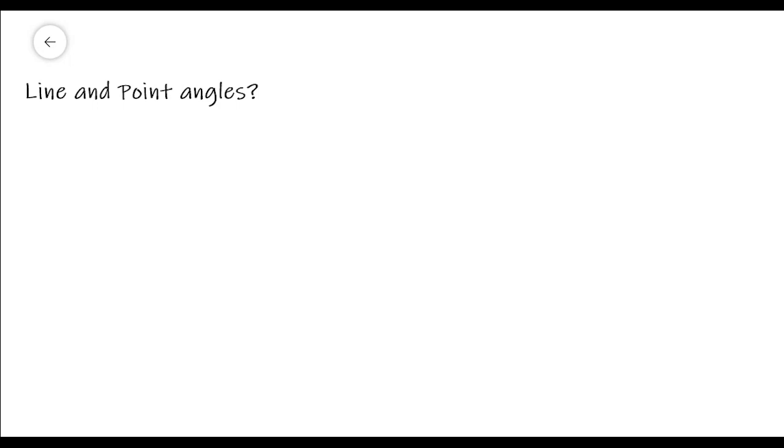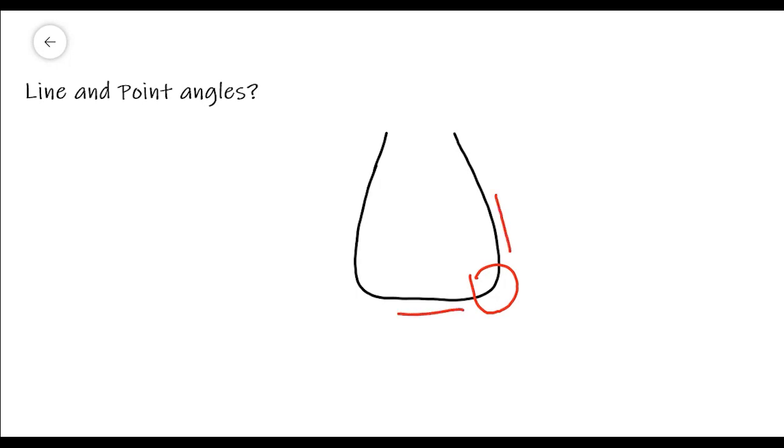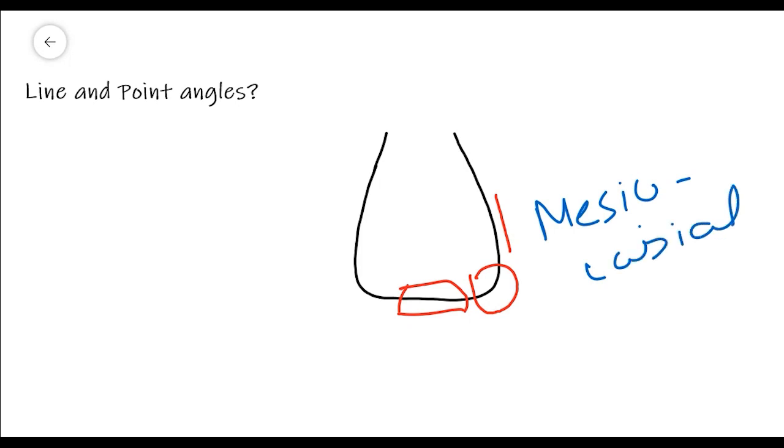Line angles, basically, it's that part where two surfaces meet at a junction. So for example, if I were to draw an incisor like this, the crown of an incisor, now you can see at this point the incisal surface is meeting the mesial surface. So this surface meeting this mesial surface is called the mesiolabial angle.